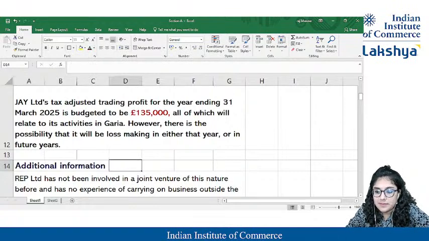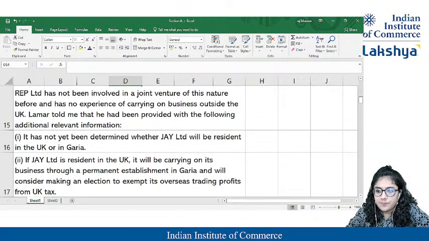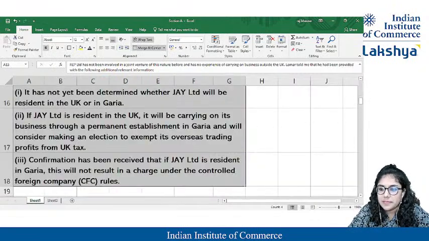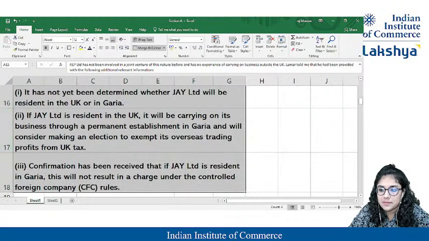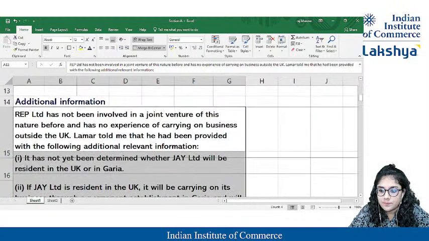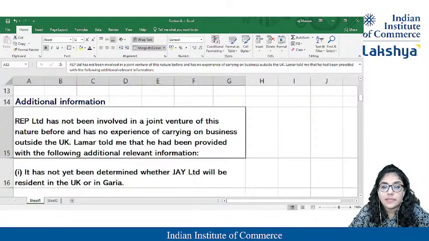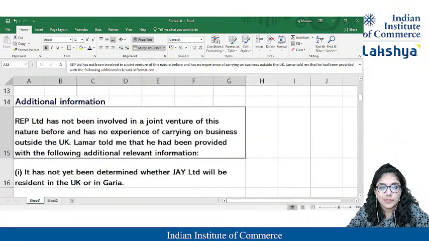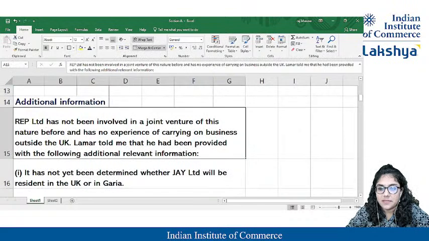Let us read the additional information. I will just make it big because I want you all to clearly see the things. Let us read the other information also. I'm sure you would have understood the first exhibit. This is another piece of information which they have given us. REP Limited, my Lammer's company, has not been involved in a joint venture of this nature before. So now REP has come to me and told me, please ma'am, give us the advice now.